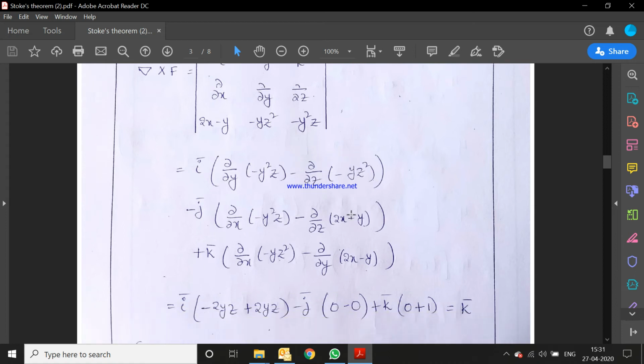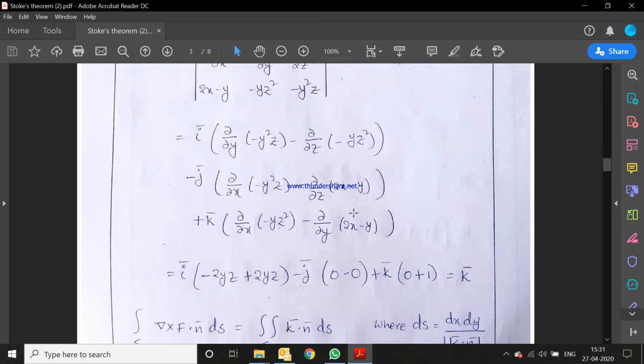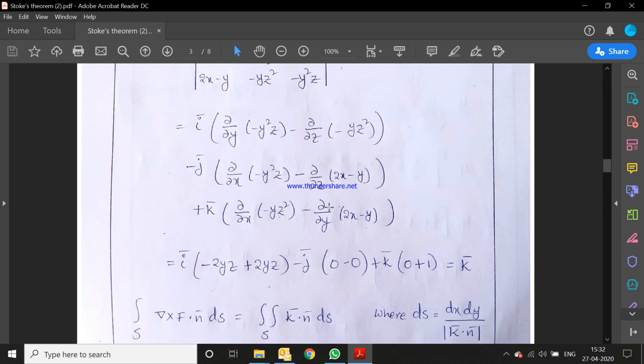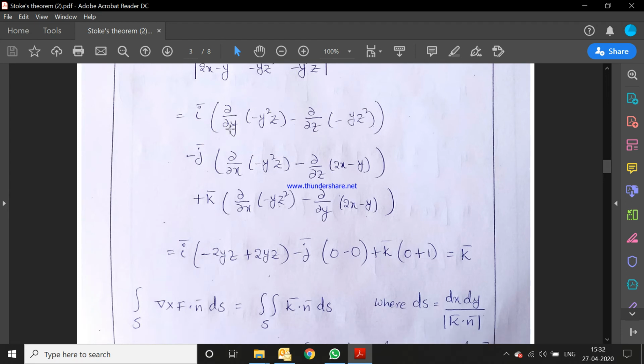Next, find the partial derivatives. All of you know the rules: for the partial derivative with respect to x, y and z are constants. For the partial derivative with respect to y, x and z are constants. And for the partial derivative with respect to z, x and y are constants. Using those rules, i bar into dou by dou y of minus y square z. Here minus z is constant, and the y square derivative is 2y, giving minus 2yz. Plus, minus into minus is plus, and the z square derivative is 2z, giving plus 2yz.